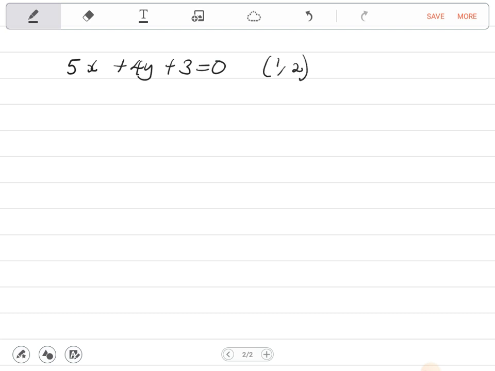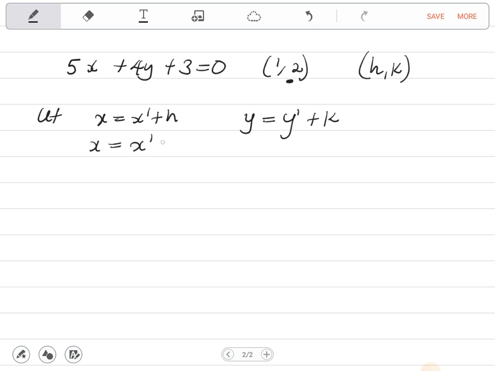In this case, since this is our new center, and we know that our center is categorized by (h, k), I'm sure you are able to recall this. We are going to let our x be equal to x prime plus h, and our y be equal to y prime plus k. So our h in this case is 1, and our k in this case is 2. Then we substitute back where there's x, and where there's y.